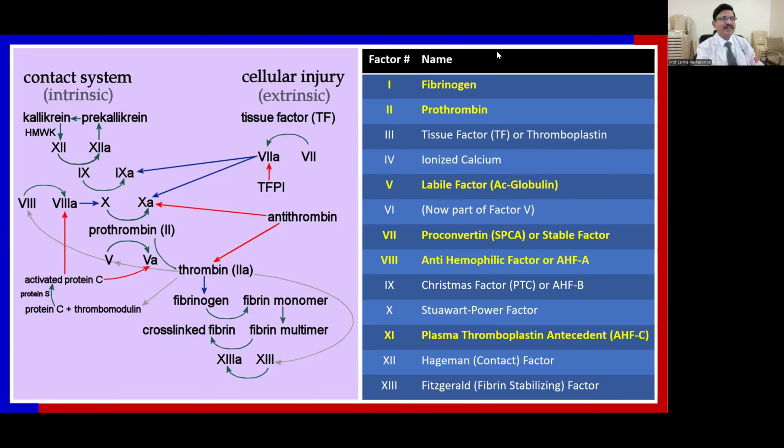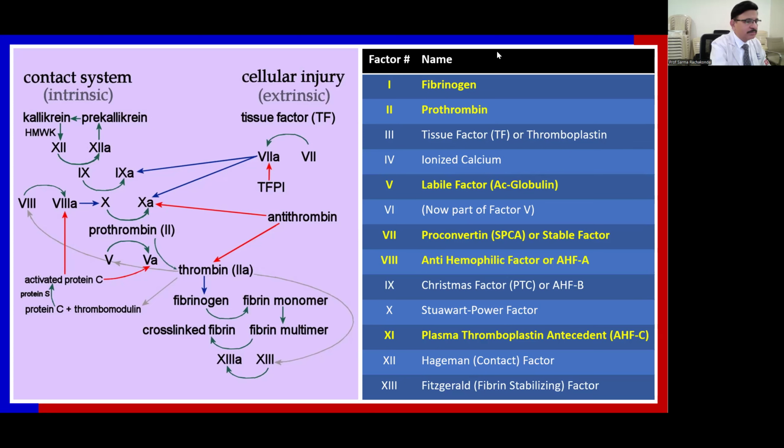Once 10A is activated, it acts on the prothrombin to become thrombin, which is activated thrombin. This thrombin acts on the fibrinogen to convert to fibrin. Then the Hageman factor will come, and the Fitzgerald factor will come, and the clot is formed. Now, for 10 to become 10A, there are two ways: intrinsic and extrinsic. Okay, let us see them. Intrinsic pathway and extrinsic pathway.